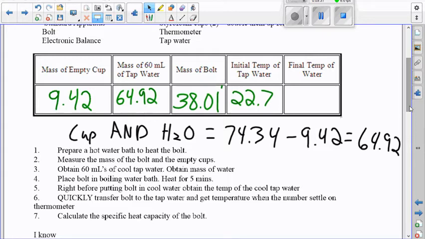In she goes. Just going to get a little stirring around here. See what that final temp ends up being. It's climbing a little bit. We're climbing. Let's see here. Still climbing.